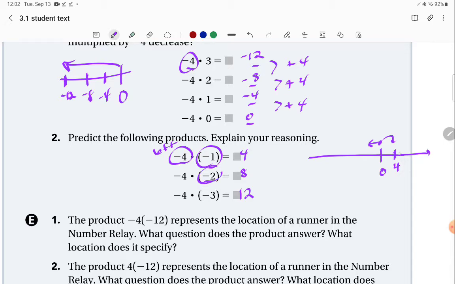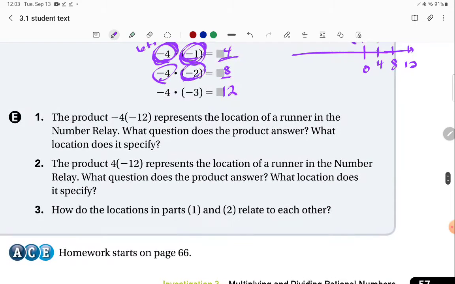2 seconds earlier, so I go back another second, which is another 4 meters, I'm at 8. And then 3 seconds earlier, I go back another 4, and now I'm at 12. So each one of these represents 1 second, 1 second, 1 second. All right, and we'll keep going back in time that way. So when you multiply 2 negatives, you get a positive, right? You're going in a negative direction, but you're thinking back in time, so you're going to be on the positive side of 0. All right, and then go ahead and try to answer these 3 on E. Pause the video and come back and see how you did.